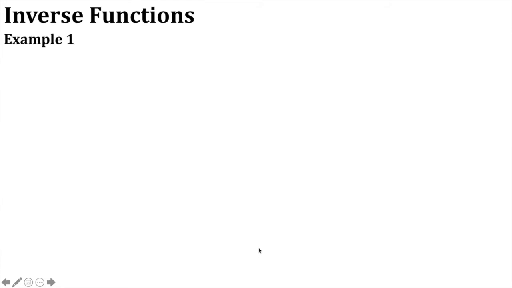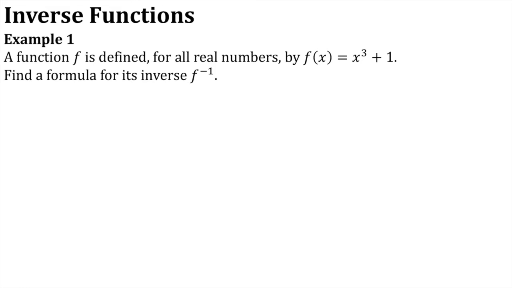Let's have a look at an example. A function f is defined for all real numbers by f of x equals x cubed plus 1. Find a formula for its inverse, and the inverse is denoted by f to the power negative 1, so the inverse of f. So the solution, now I'm going to go through two methods for this. I'll do the first method, you can copy that down, and then I'll do the second method. You can copy that down so that you've got them both in your notes, and then you can come back and decide which you would prefer to use, which is easiest for you.